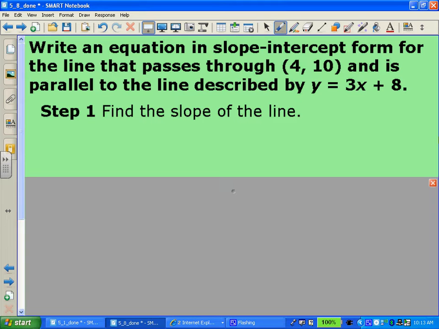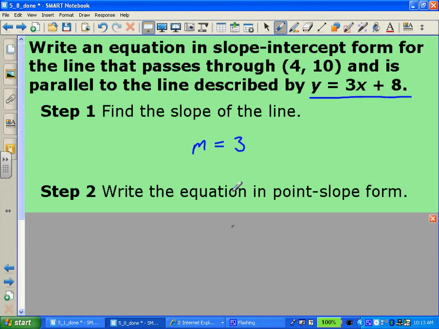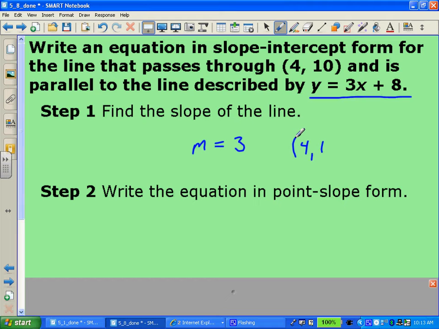As we learned in the first part of 5-8, parallel lines have the same slope. So if I want a line that's parallel to this line, I need to know what the slope of the given line is. As you can see, this is in slope-intercept form, so the slope is 3. The slope of the line I'm looking for, since it's parallel, will also be 3. Then I know the slope, and it already gave me a point.